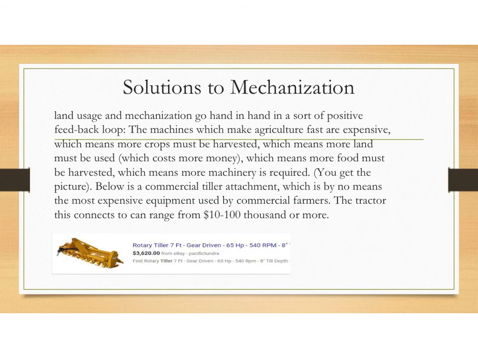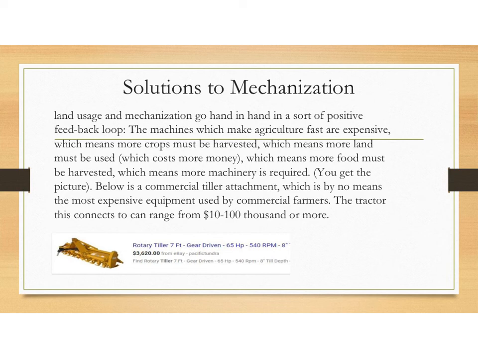All right, mechanization of industrial agriculture turns into something that we have to learn about in our environmental science class called a positive feedback loop. And that's where the effect is magnified based on the input, right? So machines make agriculture fast, are very expensive, which means more crops must be harvested in order to pay for those machines, which means more land must be used, which costs more money, which means more food must be harvested, which means more machinery is required. So that's a positive feedback loop. The more of this machine I get, the more agriculture I have to do to pay for the machine. So it's kind of a recursive sort of thing, right?